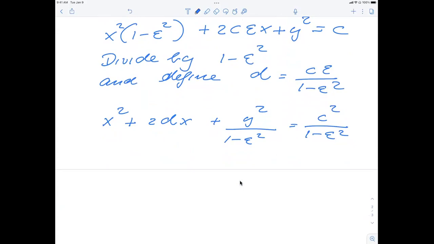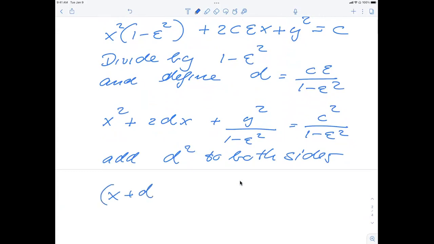Now, one of the things you typically do is to complete the squares. So you add d squared to both sides. If we do that, we can rewrite the left-hand side as x plus d squared plus y squared of 1 minus epsilon squared, and this is equal to c squared of 1 minus epsilon squared plus d squared.